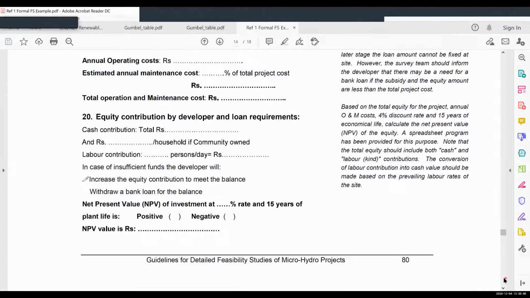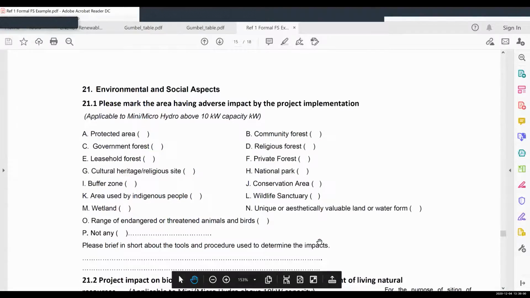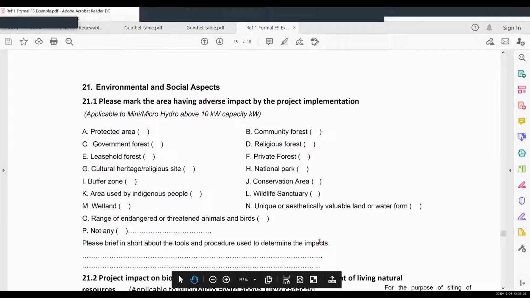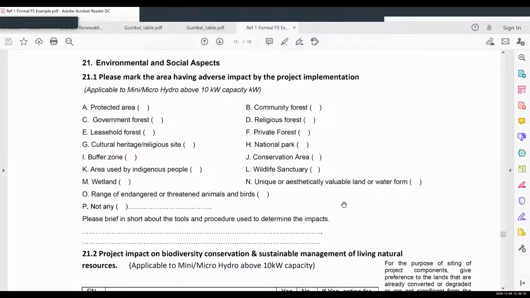Then you also want to get the financial background: how much equity share from the developer, and how much of a loan you will need. This information is also needed. And this 21 is the environmental and social aspects. As I mentioned, you have to follow the Mozambique government environmental and social impact legislation. But these are some of the important parameters that you should collect.